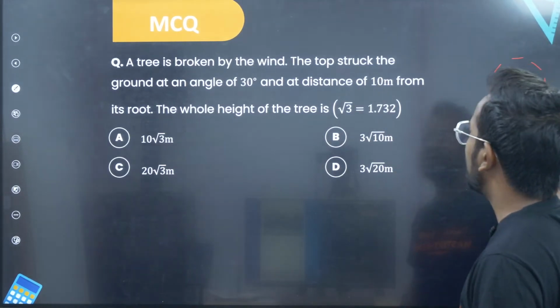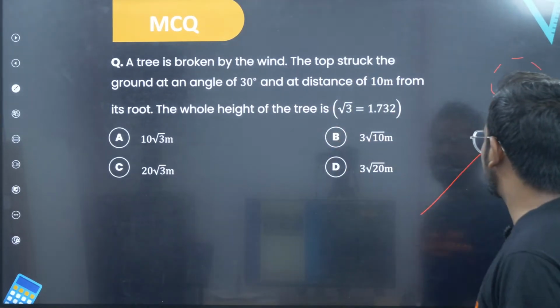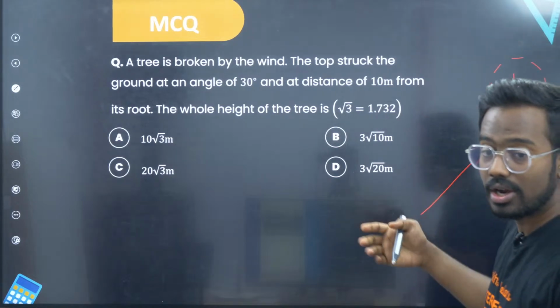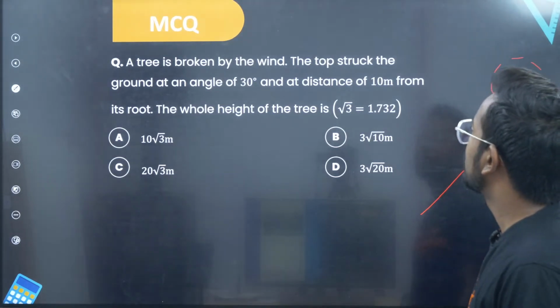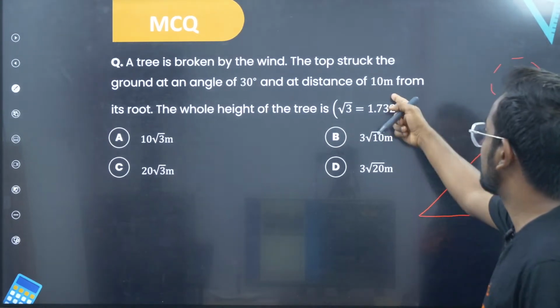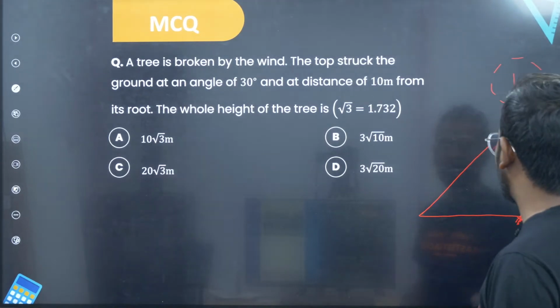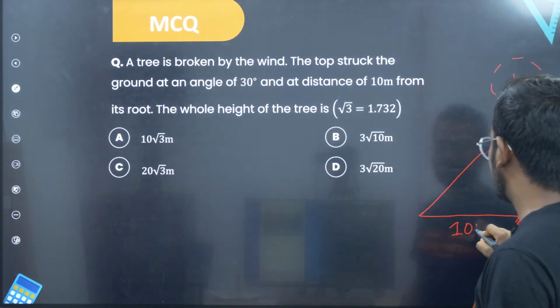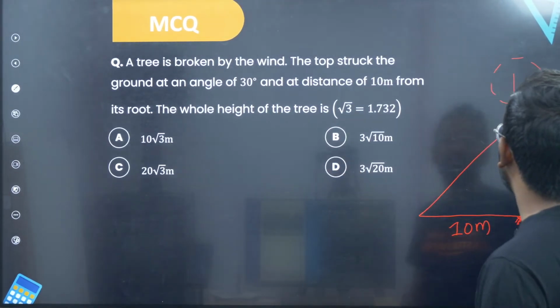Broken by the wind and struck the ground at an angle of 30 degrees. They have mentioned this to be 30 degrees. And at a distance of 10 meters from its root. If suppose this is a root, they have given the adjacent side 10 meters from the root.